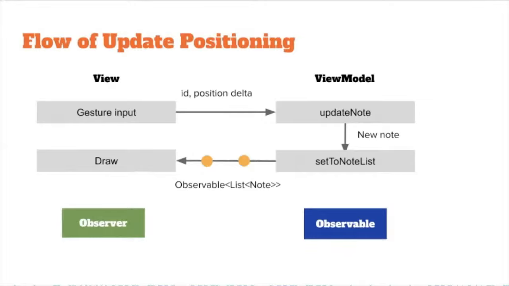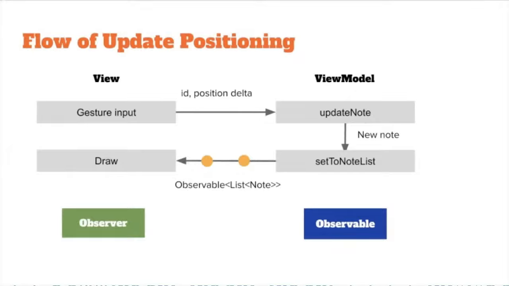So on the screen, imagine there's a finger input, and it will produce the position delta from the finger input, and we'll know which sticky note it is touching. So we'll have a sticky note ID. And once the information is sent to the view model, the view model can produce the new node and then send the new node to a list. So the list should be drawn on the screen.